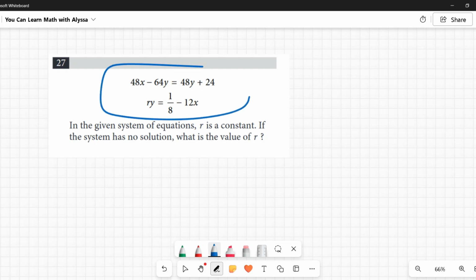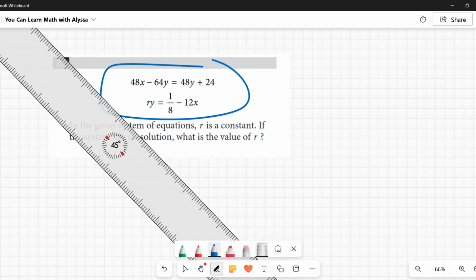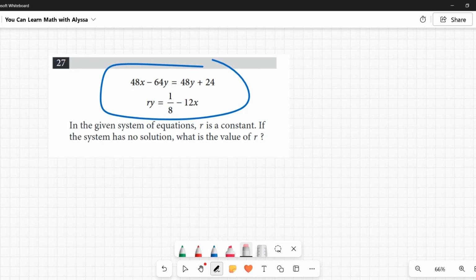Now, if we look at these 2 equations, they both just involve x's and y's. There's no x squared, x cubed, square root of x, or anything like that. There's none of those things going on. So these are just lines. Each of these is a line.